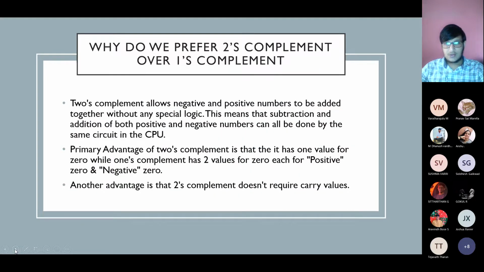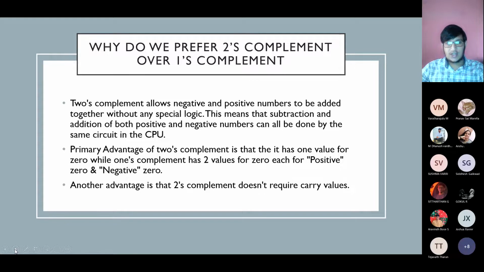So why do we prefer 2's complement over 1's complement? In the 1's complement method, 0 has two representations. To increase the range, we use the 2's complement method so that we can eliminate the negative 0. We keep only positive 0 and remove the negative 0. And 2's complement allows negative and positive numbers to be added together without any special logic.